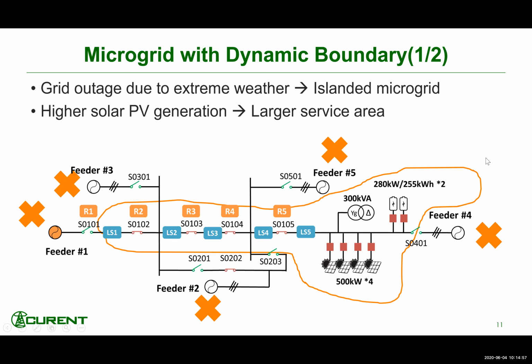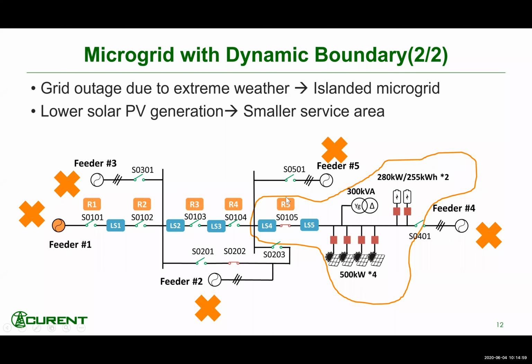In contrast, if we don't have enough solar PV, like during the night, the battery storage can only support the critical load, like load section number 4 and load section number 5. So we have a smaller service area. So based on the available solar generation, the boundary or coverage of the microgrid can be large or small. This is the basic concept of the dynamic boundary.